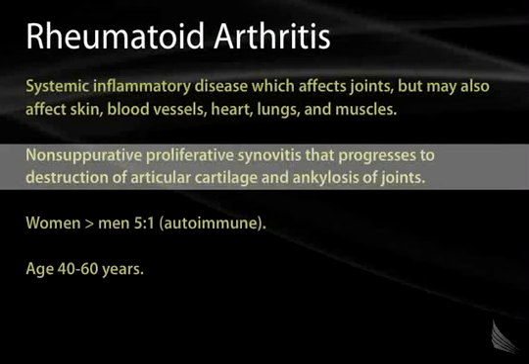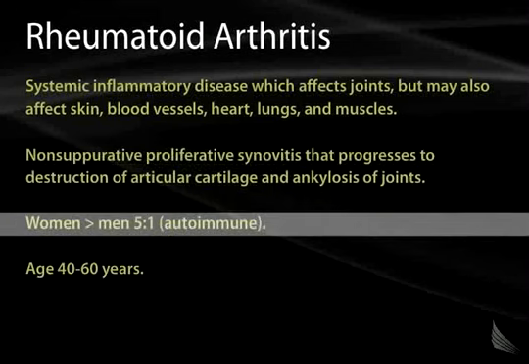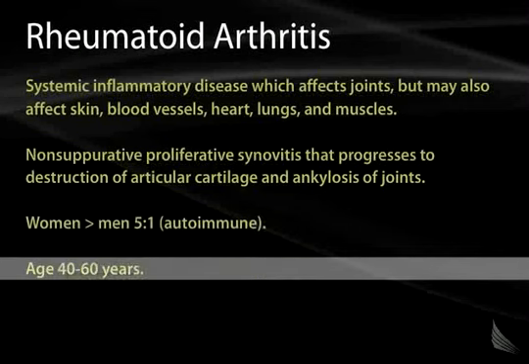In terms of the populations in which this disorder will present, think about rheumatoid arthritis presenting in women. There's a significant predilection for the female sex with a ratio of approximately 5:1. Also consider this in women that are more in their middle age, between the ages of 40 to 60.